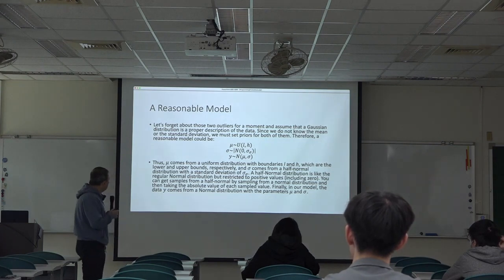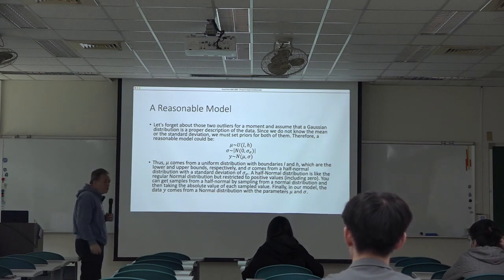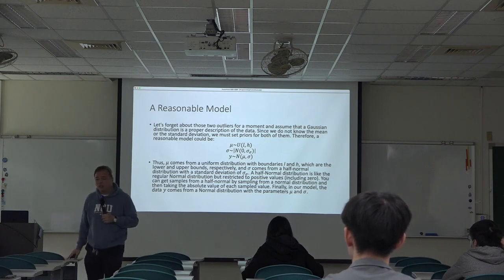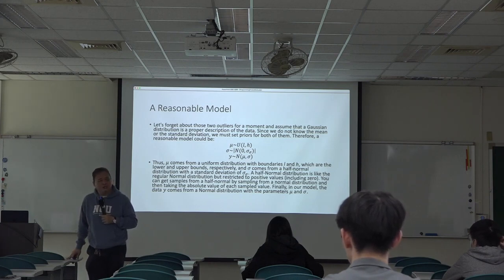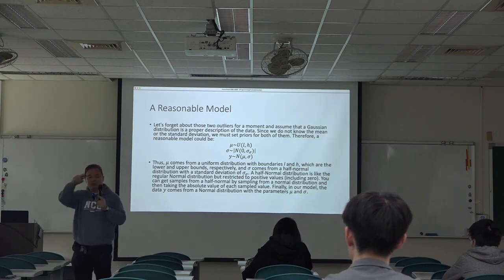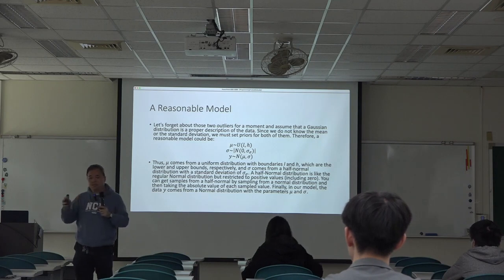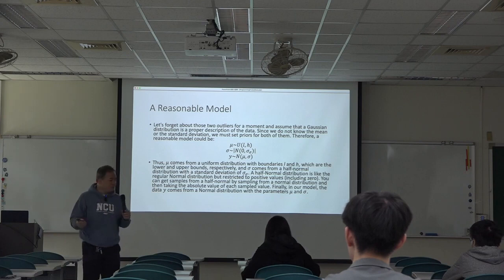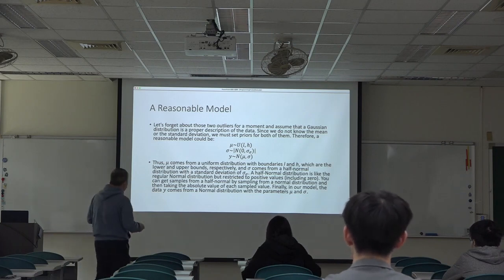The positive normal is fairly simple to understand. Why do we use the positive normal to model the distribution of the standard deviation value? It's because standard deviation has to be positive. You cannot have a negative standard deviation. Standard deviation is a square root of something, so it has to be positive.